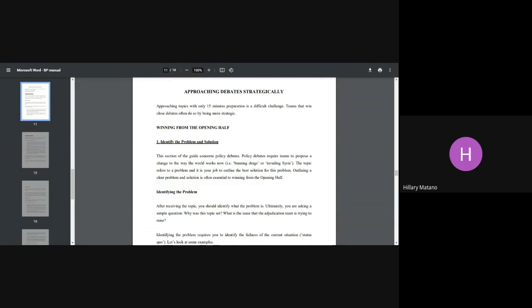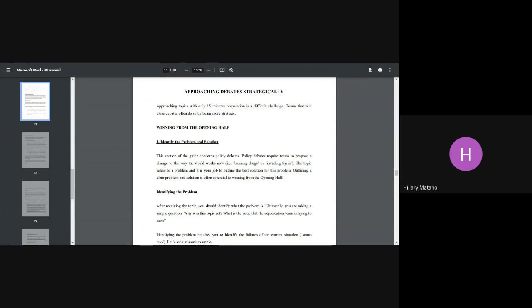After the motion has been read out to you, you go to prepare after having picked the side from which you are debating. You actually pick the side first, then the motion is read out, you go and prepare, then come and start debating.